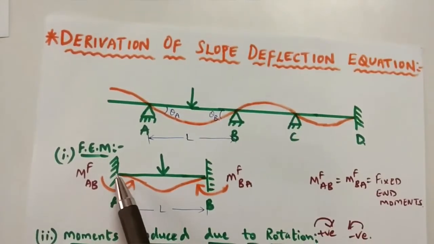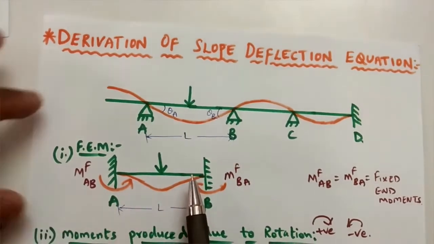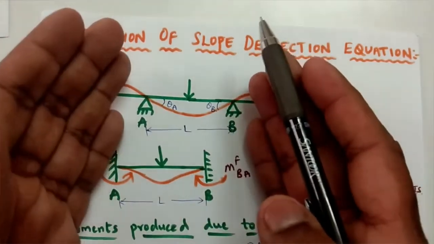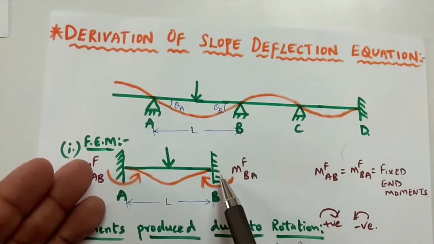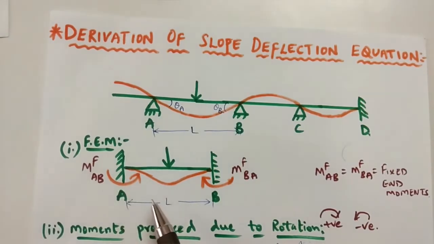So this is anti-clockwise. Generally we'll take anti-clockwise negative, and MFBA value clockwise will take positive. These both are fixed end moments. So I have just considered the AB span, considering only this AB span, and assuming it as fixed support, I have fixed end moment, that is MFAB and MFBA.